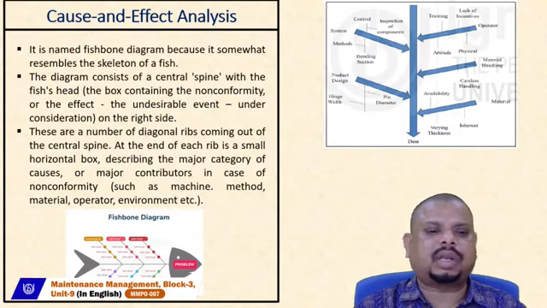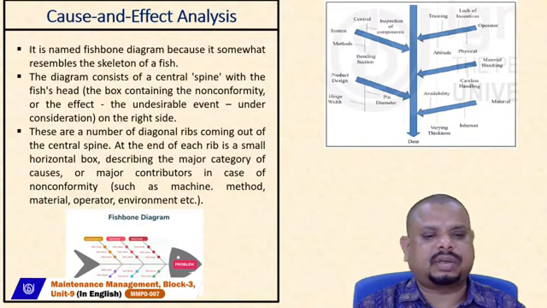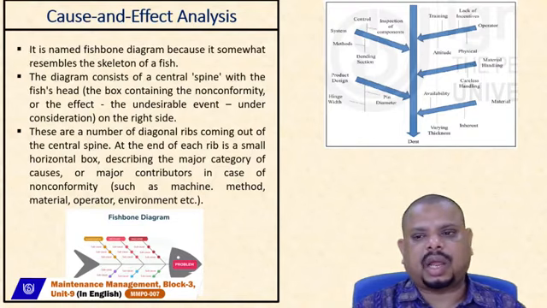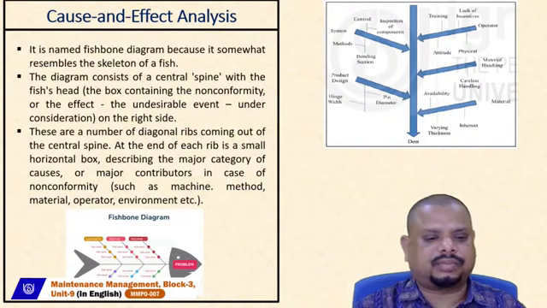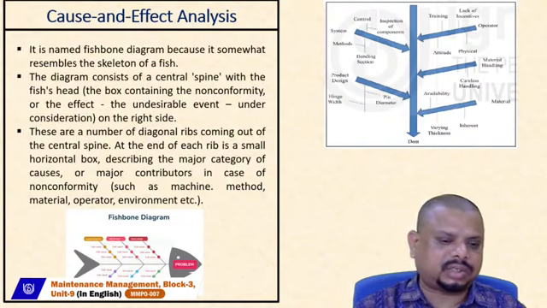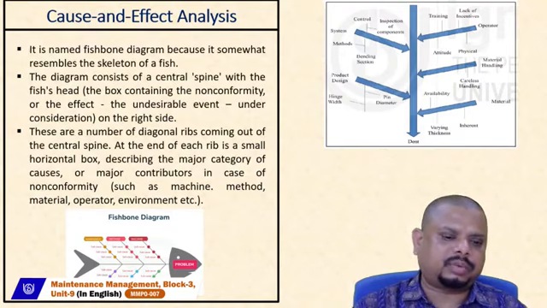There are a number of diagonal ribs coming out of the central spine. At the end of each rib, a small horizontal box describes a major category of causes and major contributors to the non-conformity, such as machines, methods, material, operator, and working conditions. If you observe this figure, the head defines the problem, and the major categories are connected to contributors like manpower, methods, machines, materials, mother nature, and measurements.